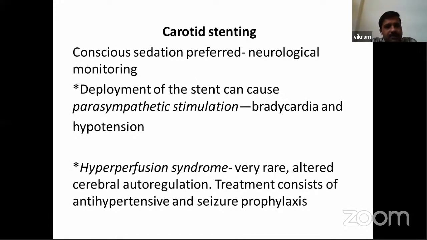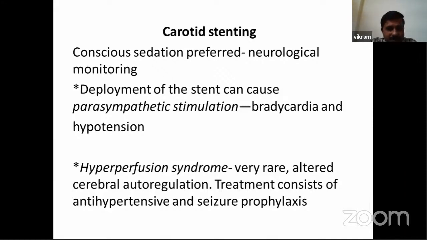The next procedure commonly performed is carotid stenting. These procedures are performed under conscious sedation because we need to monitor the patients during the procedure. Deployment of the stent can cause sympathetic stimulation. We observe this very frequently. That results in bradycardia and hypotension.